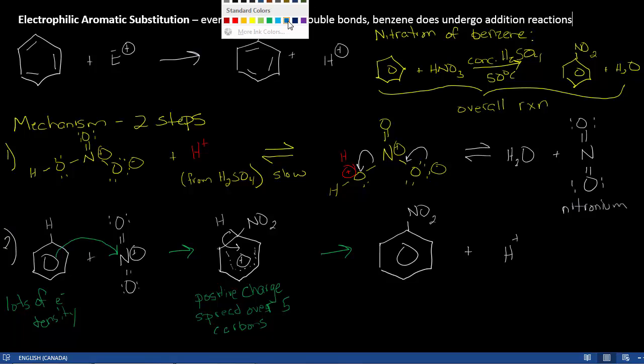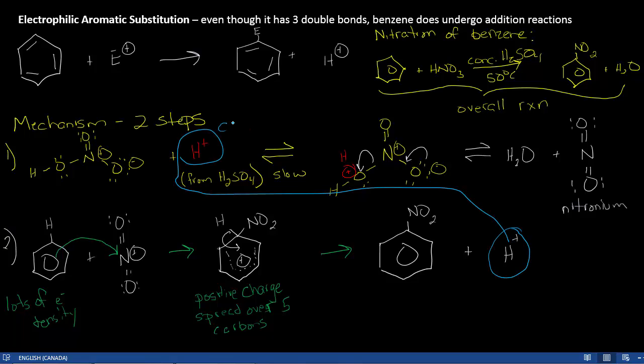So you can see what would happen here. The pair of electrons gets donated from the hydrogen back to the ring. The hydrogen gets reformed, the H plus gets reformed. You can see that it's a catalyst, and we end up with nitrobenzene.